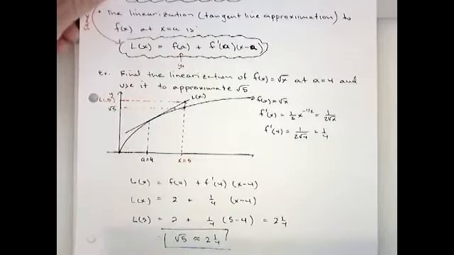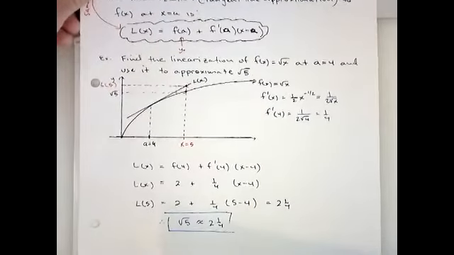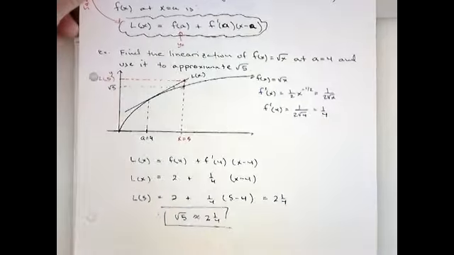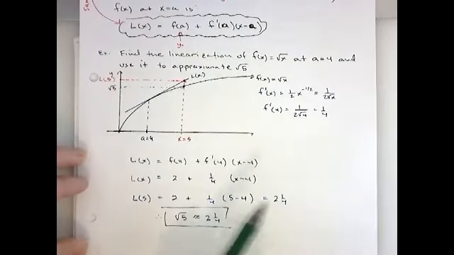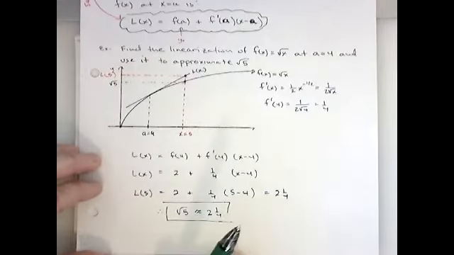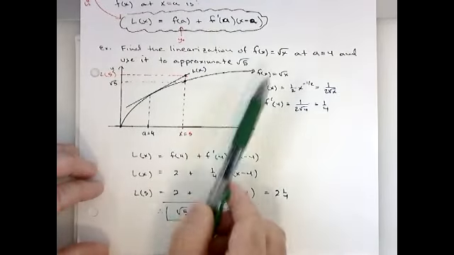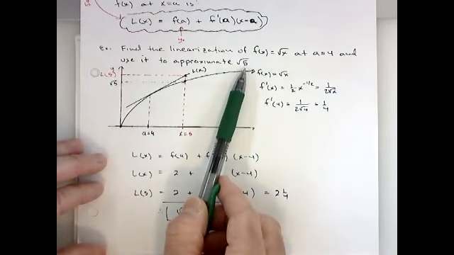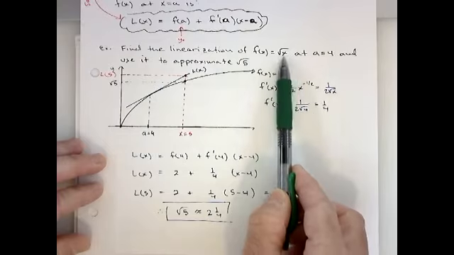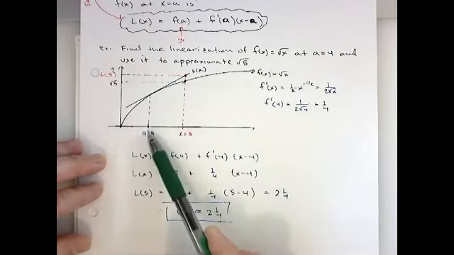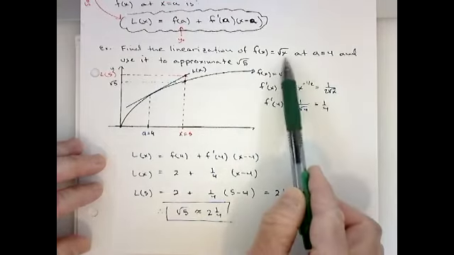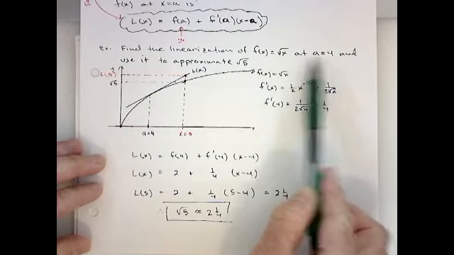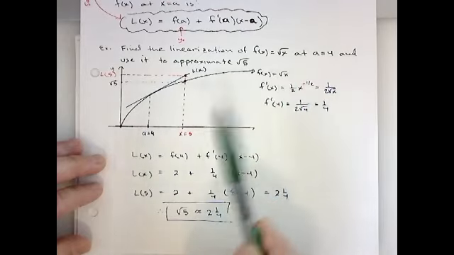And just a quick review of why linearization in particular was an important idea. The whole idea of a linearization is to approximate something. So say we wanted to approximate the square root of 5, and we could do a linearization for the square root function at a equals 4. Why? Because that's a nicer number. We know the square root of 4 is 2.